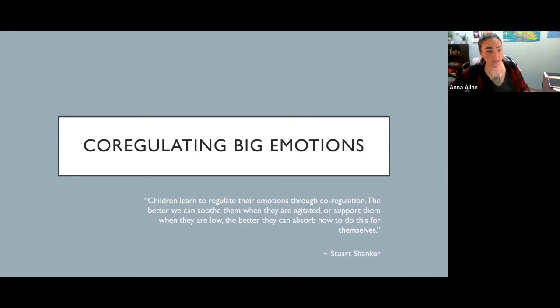Okay, co-regulating big emotions. Children learn to regulate their emotions through co-regulation. The better we can soothe them when they are agitated or support them when they are low, the better they can absorb how to do this for themselves. Now that we're all neuroscientists and understand neurodevelopmental trauma, I'm going to give you a really great example, and feel free to carry along with me here if you want to.